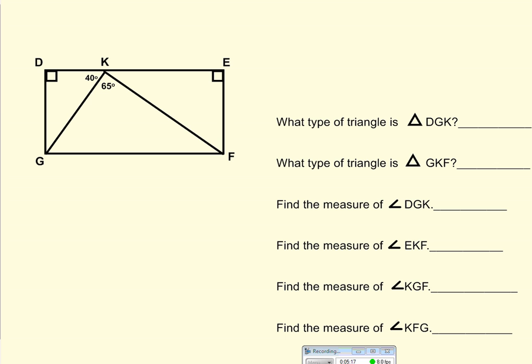So what type of triangle is DGK? Well, take a look. DGK has got one right angle. So that means it's going to be a right triangle.